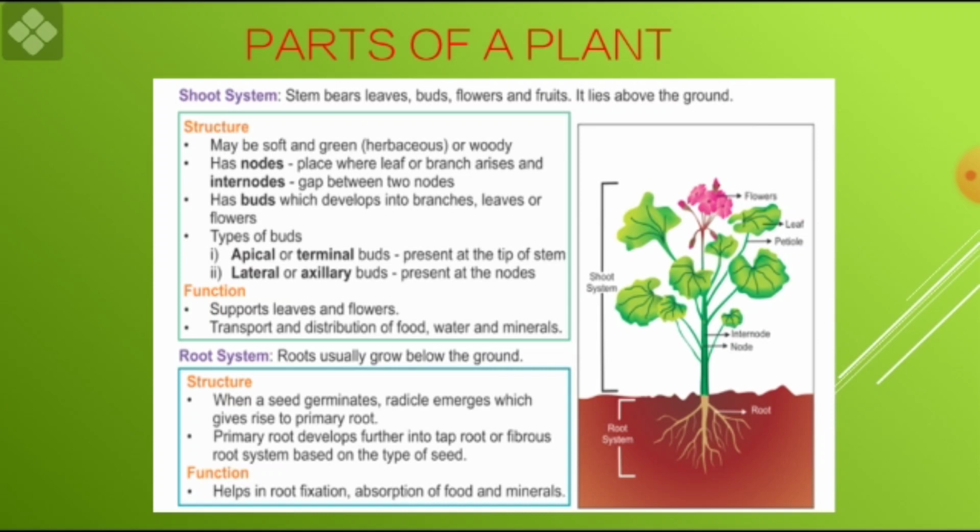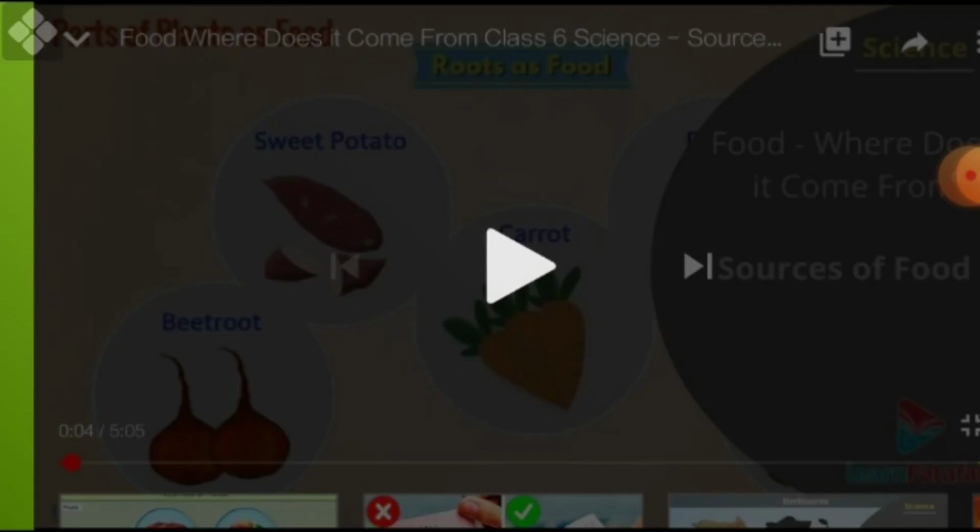What are the functions of the shoot system? It supports the leaves and the flowers. It transports and distributes food, water and minerals. We have the root system, which grows below the ground. The function of the root system is that it fixes the plant and also absorbs food and minerals. I have a small video for a better understanding of the topic. Please do watch, children.